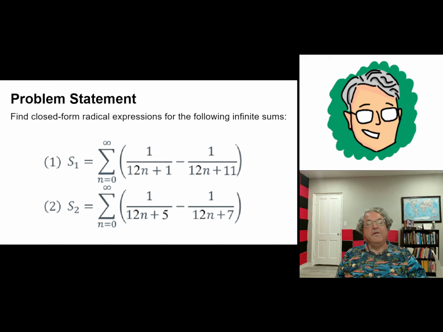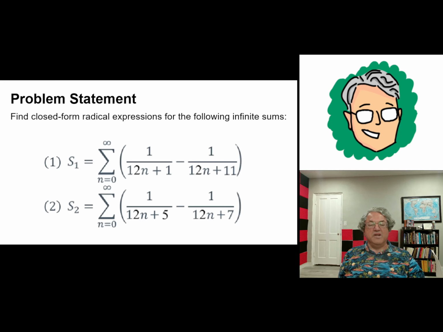So here's the problem. We want to find closed form radical expressions for each of the following infinite sums. S1 is the sum, n going from 0 to infinity, of 1 over 12n plus 1 minus 1 over 12n plus 11. And then S2 is a similar sum, the sum of n going from 0 to infinity of 1 over 12n plus 5 minus 1 over 12n plus 7.